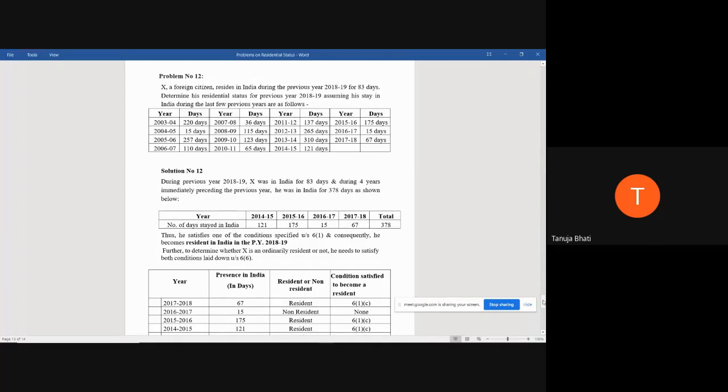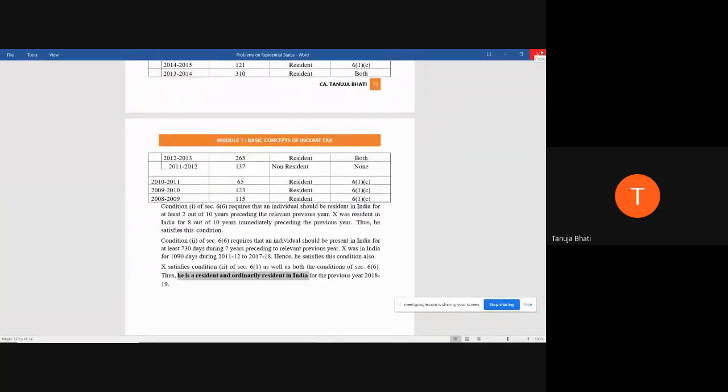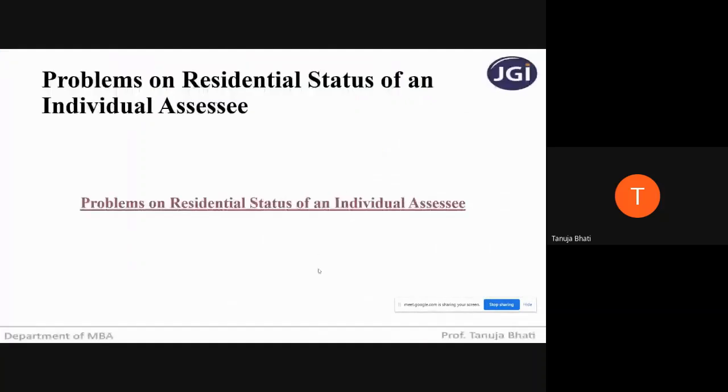We have completed with problems on residential status. I have covered all the types of problems, whether it is more calculation, less calculation, complicated, or simple. Based on this, you all can solve any problem, even if it comes in the exam. Similar types of problems will come in the exam. So we have completed the problems on residential status of individual SSE. I hope everyone has understood both the basic conditions and both the additional conditions, because based on that only you will be able to solve the problems on residential status of individual SSE.